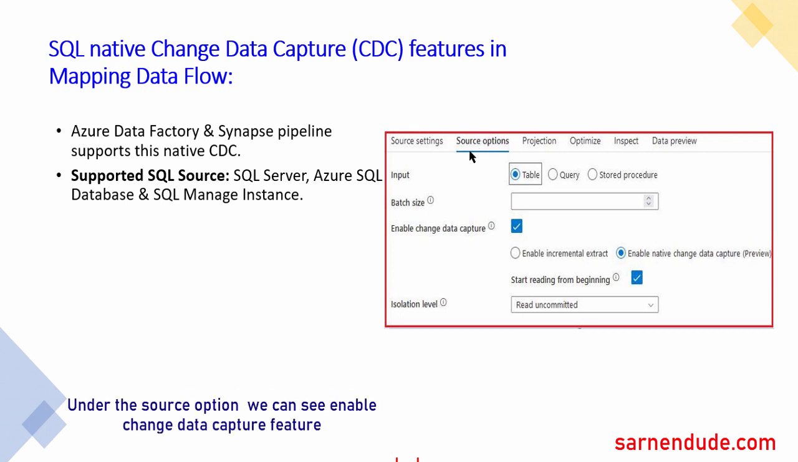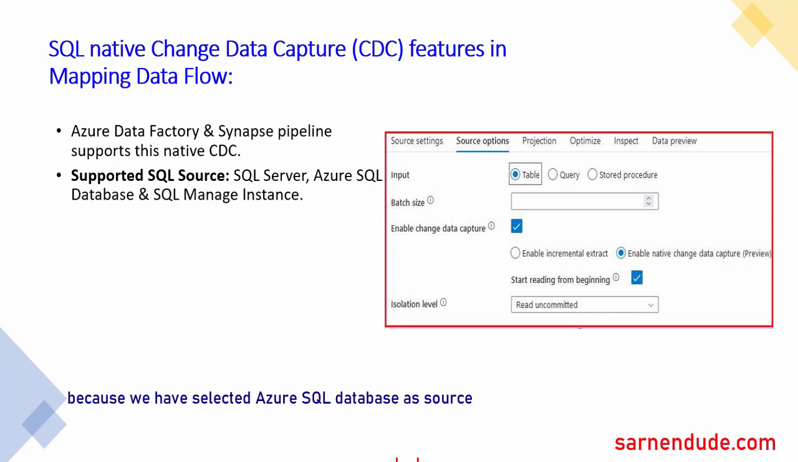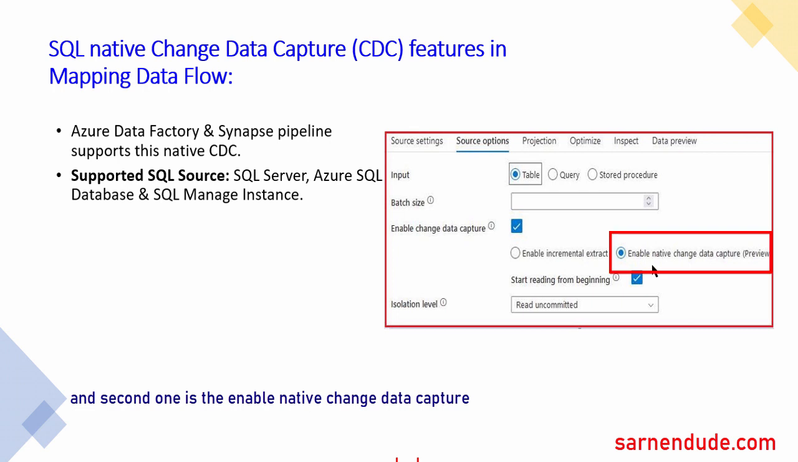This is the source option. Under the source option, we can see the enable change data capture feature. This option is showing in the source transformation because we have selected Azure SQL Database as the source, which is CDC supported. Once we select this option, we have two more options to select. First one is enable incremental extract and second one is enable native change data capture, which is currently in preview.